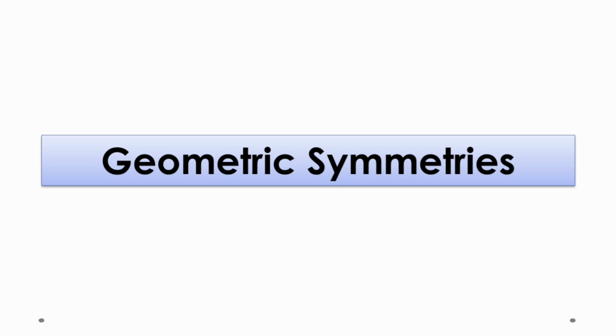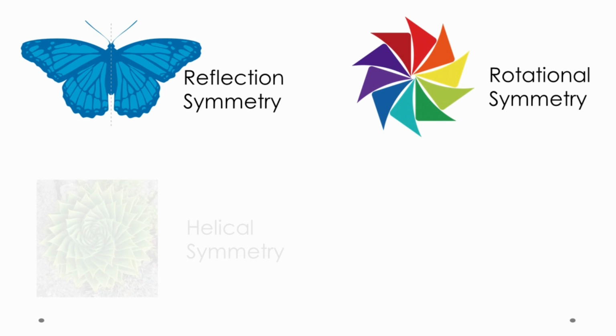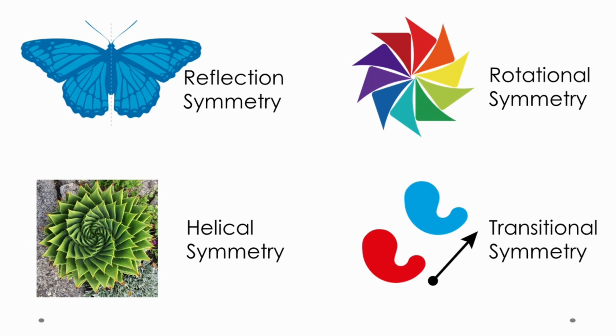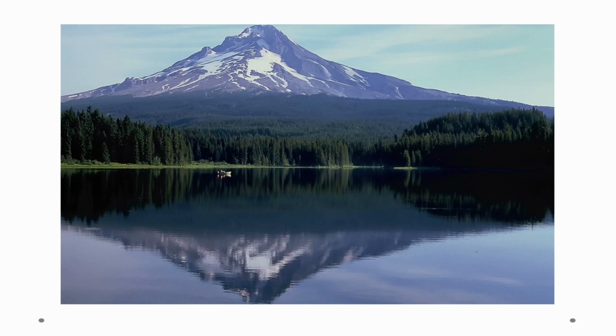There are many types of geometric symmetries: reflection symmetry, rotational symmetry, helical symmetry, and transitional symmetry. But here we are going to talk about the simplest form of symmetry, which is reflection symmetry. The object or image that has reflection symmetry is like a mirror image.